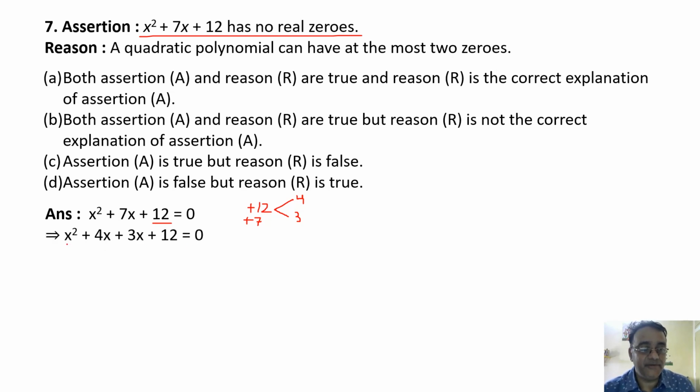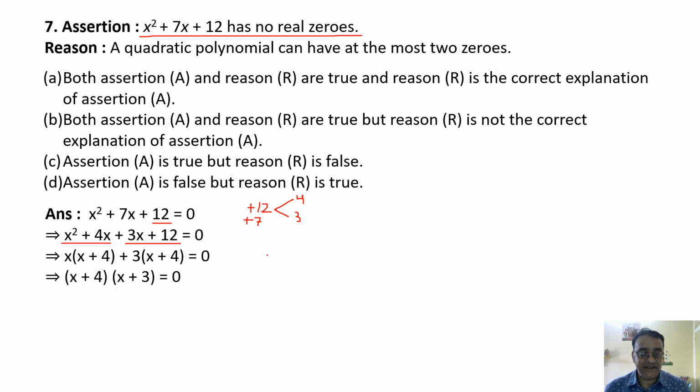Now what is the common between these two? X. इन दोनों में क्या common है? 3. Right. So we'll take common, and we got two factors: x plus 4 into x plus 3 is equal to 0. So what is the value of x? First we will equate x plus 4 equals to 0 and x plus 3 equals to 0.